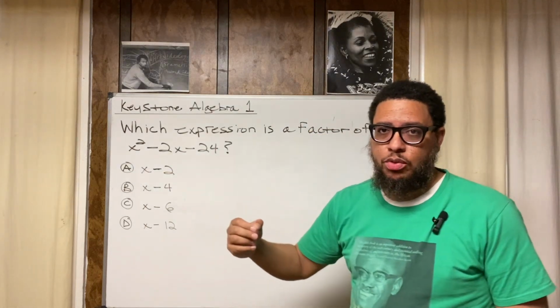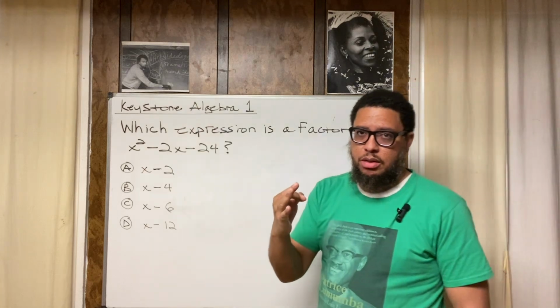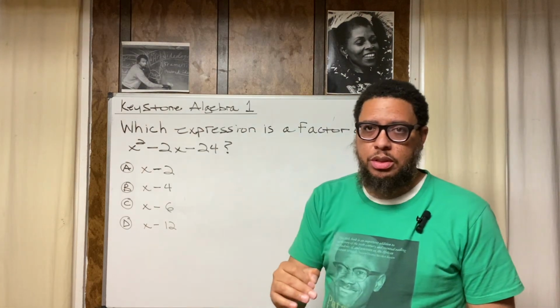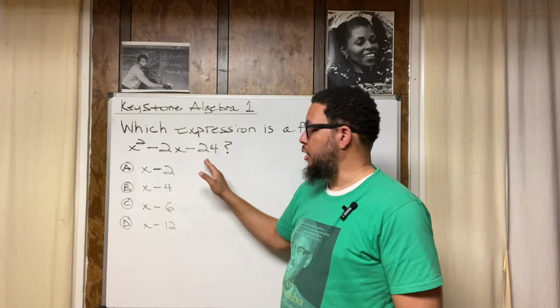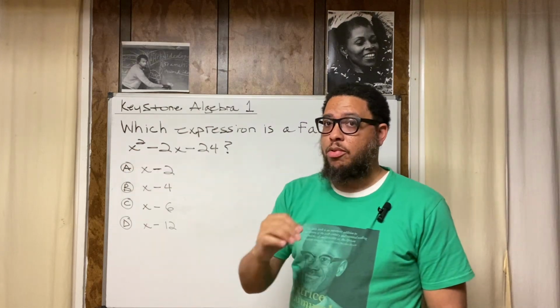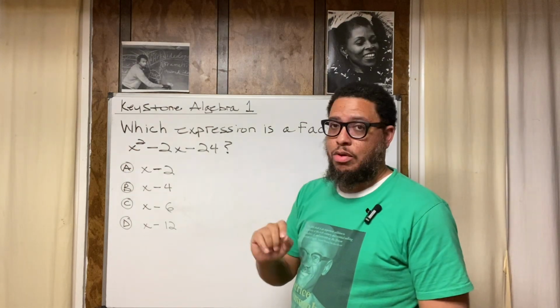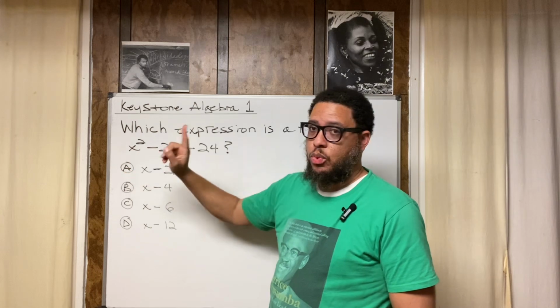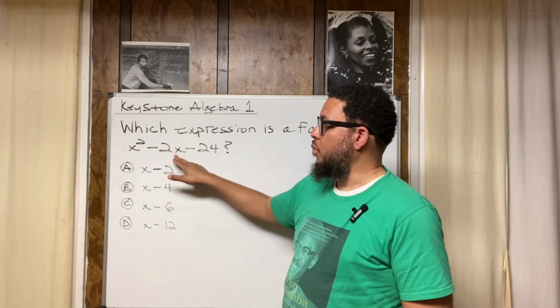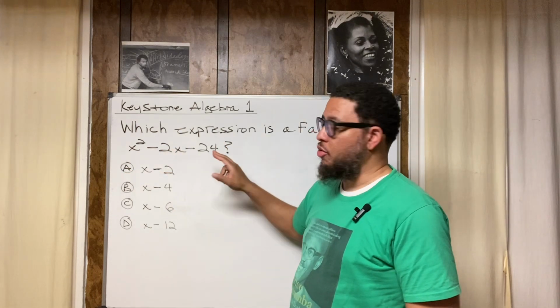And why is it called a trinomial? Prefix tri means three, just like a tricycle has three wheels. This expression has three terms. Terms are separated by plus or minus signs. So x squared is one term. Negative 2x is another term. Negative 24 is another term.